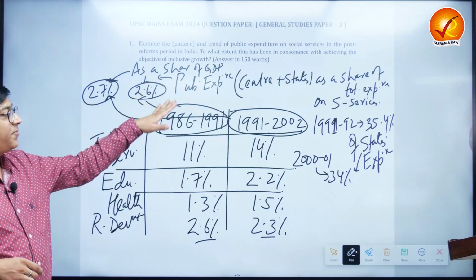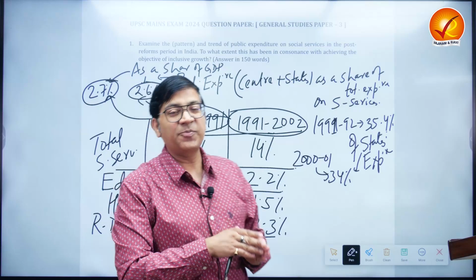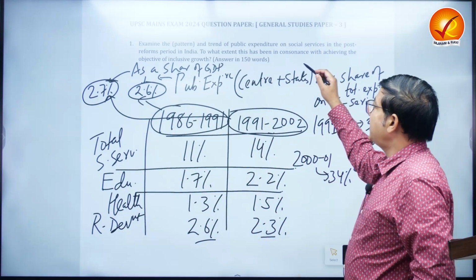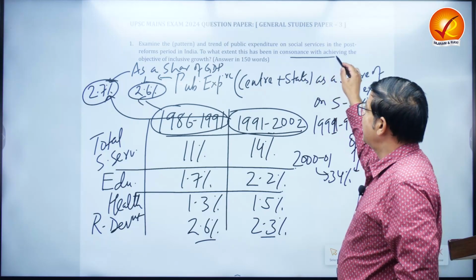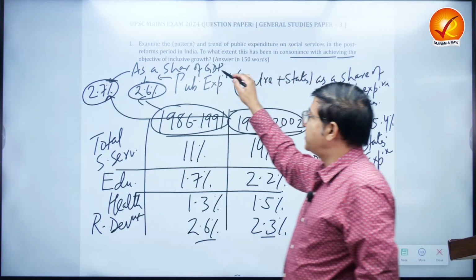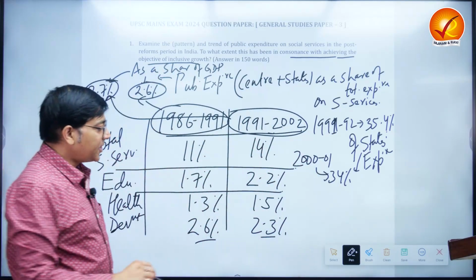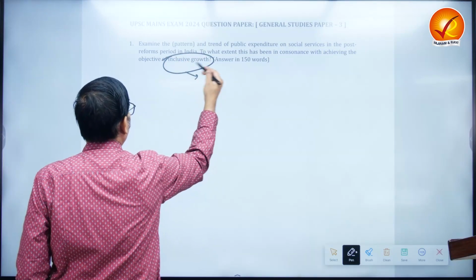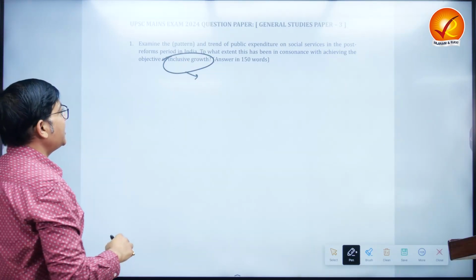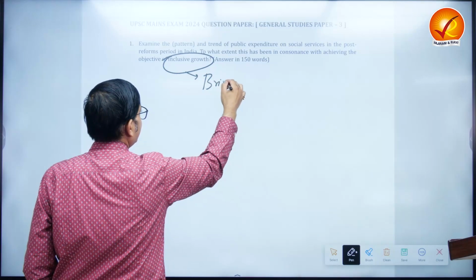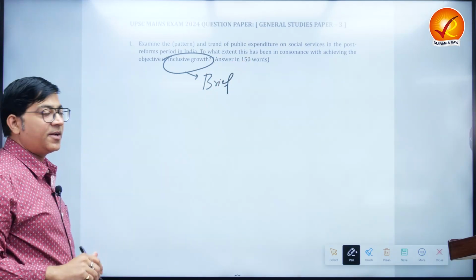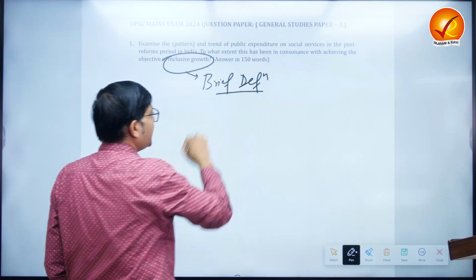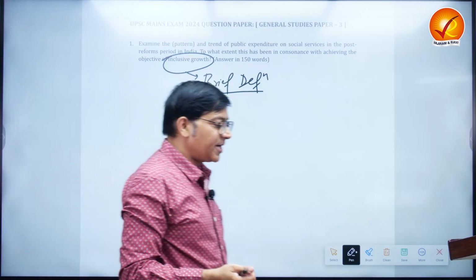Okay, but this is only half of the question. Try to summarize it as much as possible. Each and everything need not be written. Then the question asks, to what extent has it been in consonance with achieving the objective of inclusive growth? So for that, you first need to give a brief definition of inclusive growth. Although you don't have many words, so you can't afford a lot of space here. After writing all that, maybe you'll have hardly 50-60 words limit left. But still, I think a brief definition will structure your answer better.